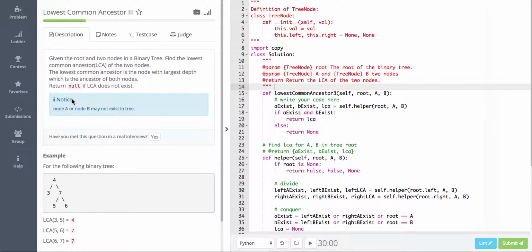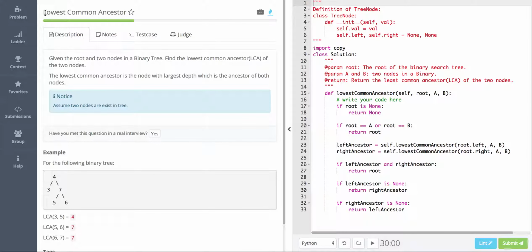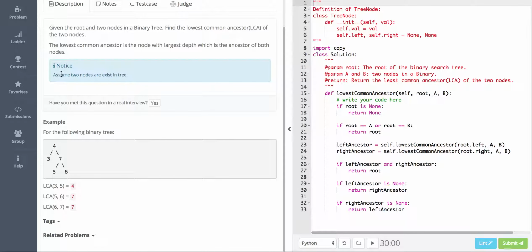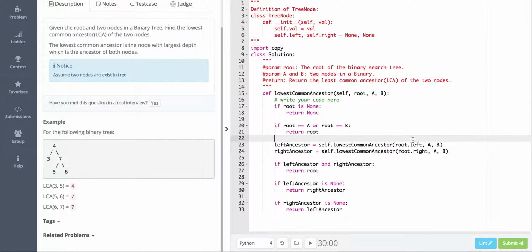You need to pay attention to this notice. Node A and B may not exist in this tree. We can compare this with the previous one, which is the lowest common ancestor 1. This is problem number 88. Everything else is the same, but the only difference is the notice part. For problem number 88, we assume that the two nodes exist in the tree. So in the solution part, we actually don't have to check or validate if A and B exist in a given tree.